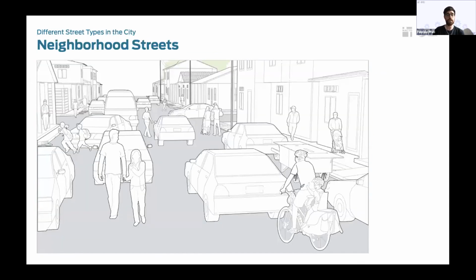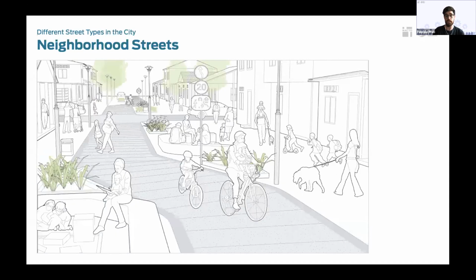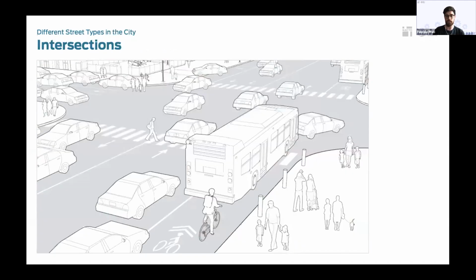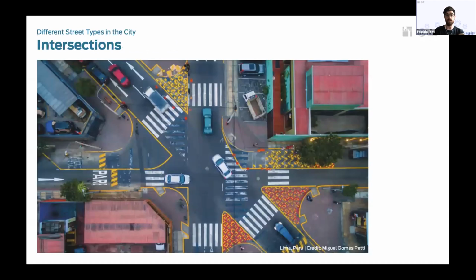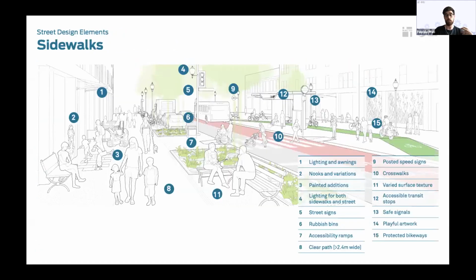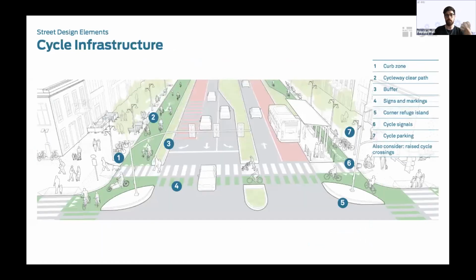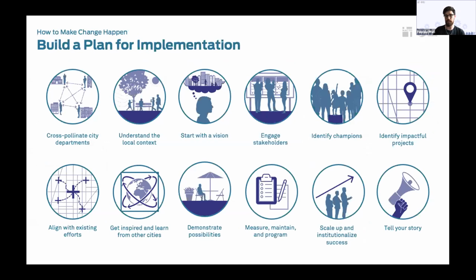And then we looked at a variety of streets, like, for example, neighborhood streets, and again, look at how this can be transformed with the help of case studies, and then intersections. And we also, with the guide, provide detailed guidance for design elements like sidewalks or seating or even cycle infrastructure. But we don't stop there, and we look at how do we make these happen, right? How do we build a plan for implementation, and how do we transform these from theory to practice?